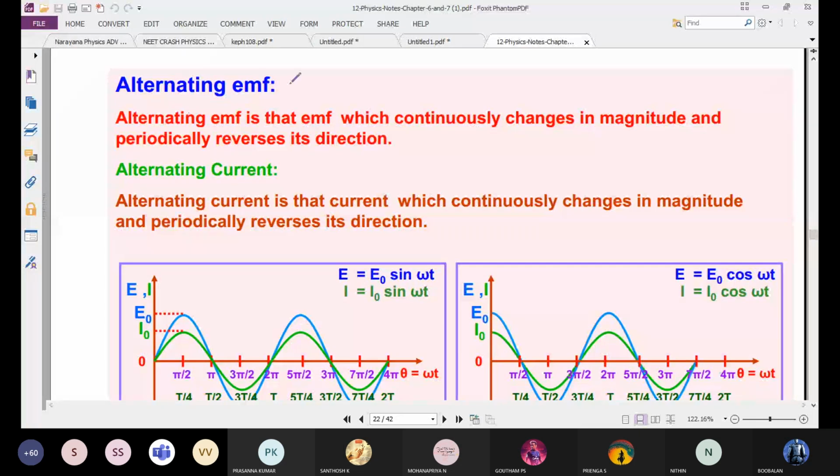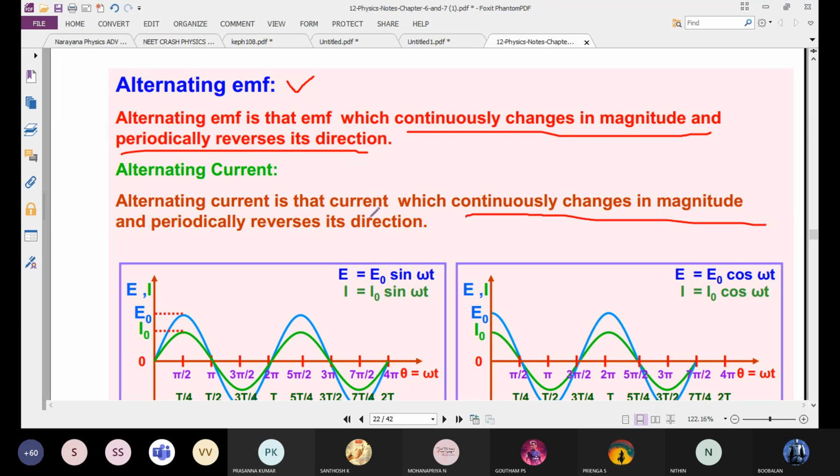So first of all, what is alternating EMF? Alternating EMF means an EMF continuously changing its magnitude and periodically reversing its direction. It is changing direction also. It is called EMF. Likewise, if the current continuously changes magnitude and periodically reverses direction, it is called alternating current. So what is the definition? Alternating EMF or alternating voltage, both are similar, and alternating current.